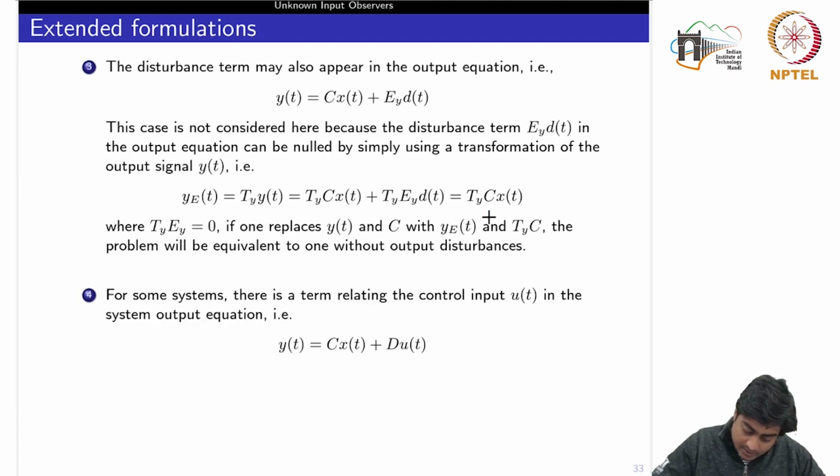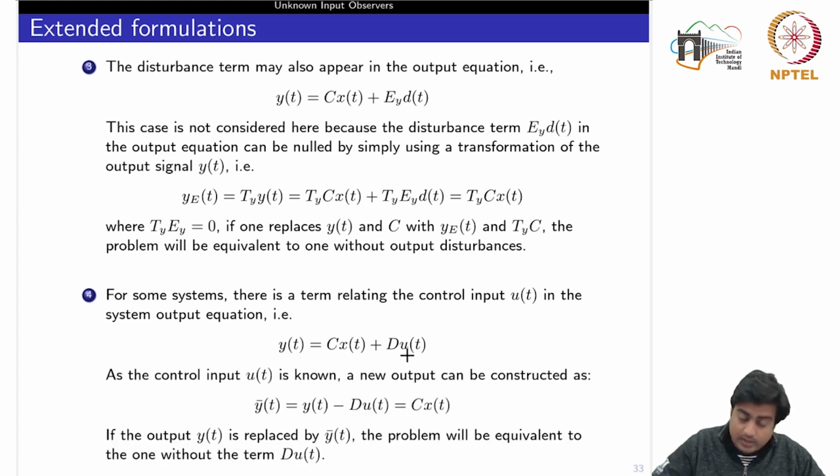Another generalization. Instead of having the disturbance term in the output equation, we could also have the input term in the output equation as plus D u(t), in addition to what we had seen earlier. Since this u is already measurable, we can take it on the left hand side and define a new output vector as y bar, which is equal to y(t) minus D u(t), and finally it would again become equal to C times x(t). So all these four formulations we can use with the standard formulation that we had introduced.